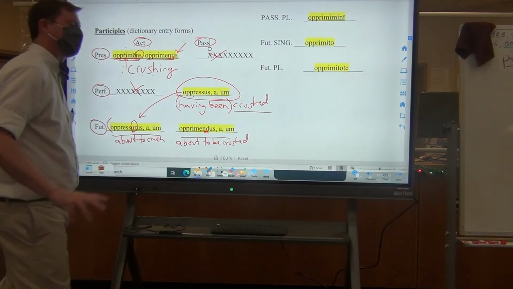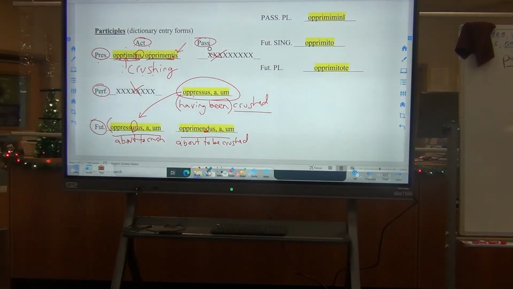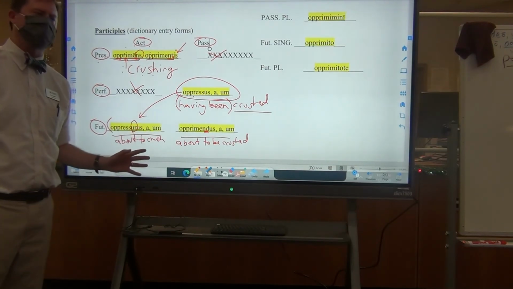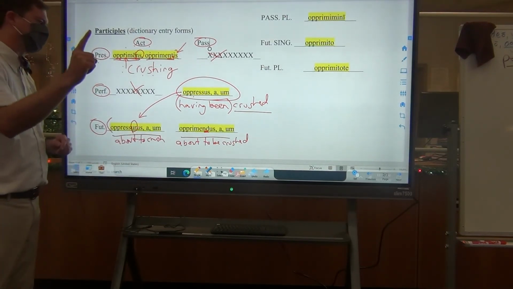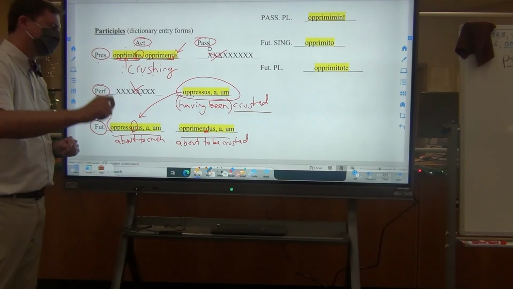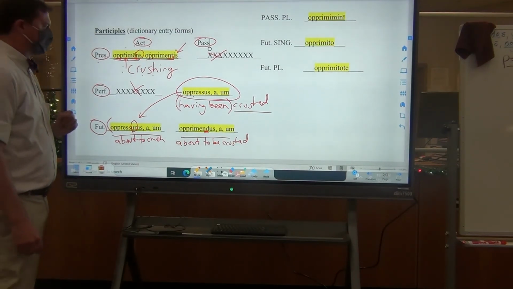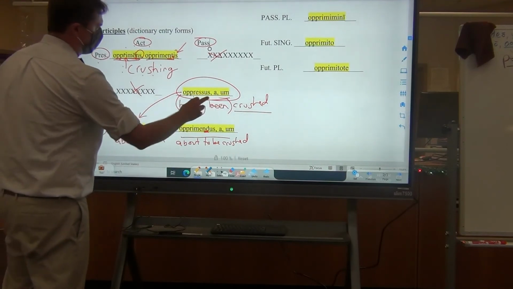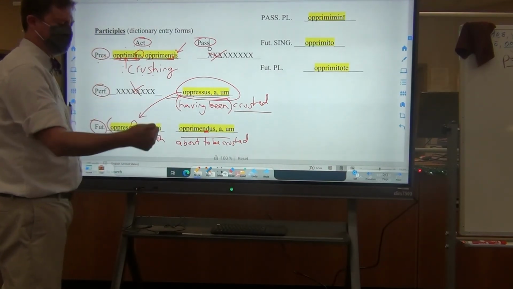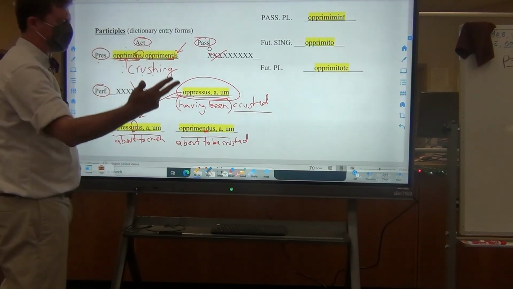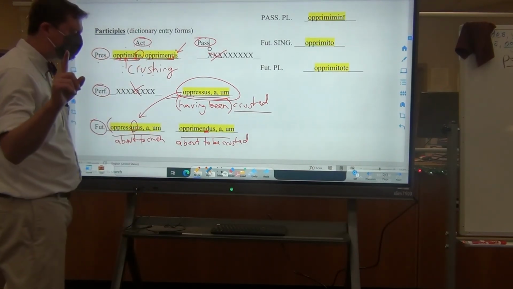Now, this is the last word that I have to say. Remember that a participle can be a part of a periphrastic. Periphrastic, 2 words, 1 verbal expression. One of those words is going to be a participle. And we've seen the perfect passive participle used with the perfect passive verb, the pluperfect passive verb, and the future perfect passive verb.